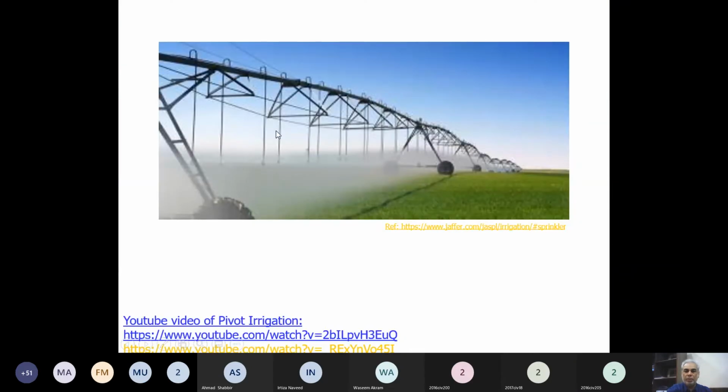This is being constructed. Such kind of pivotal irrigation system or sprinkler irrigation system are being developed in Pakistan. One of the sites which I have seen on the web is by the Jaffer brothers. They are designing and manufacturing it. 2 YouTube videos are mentioned over here. One of them is about 1 hour long, a more detailed video describing each component of this pivotal irrigation system.